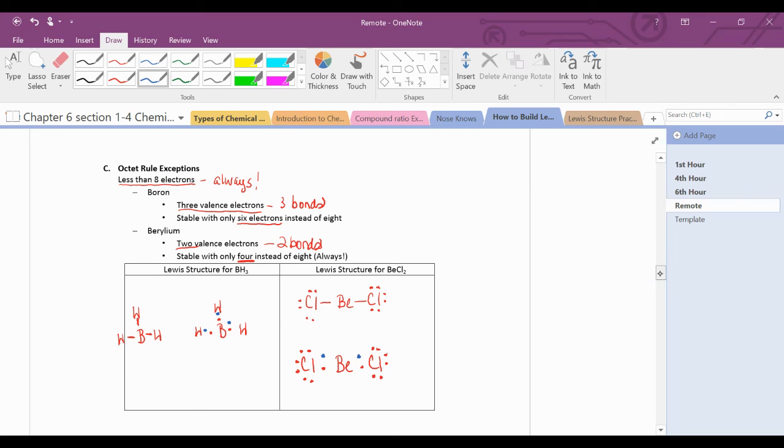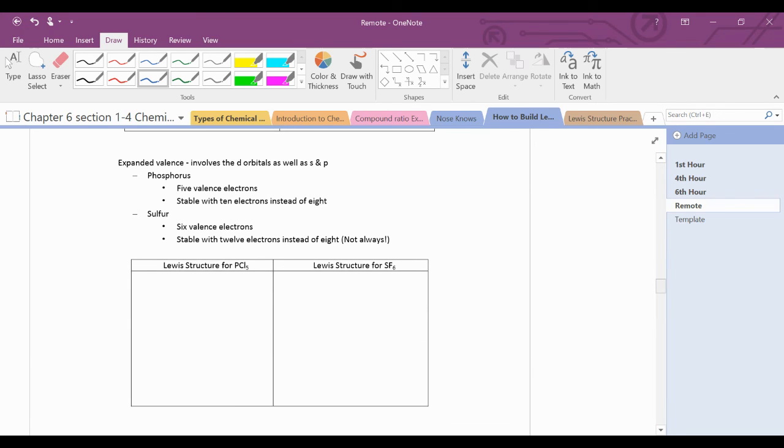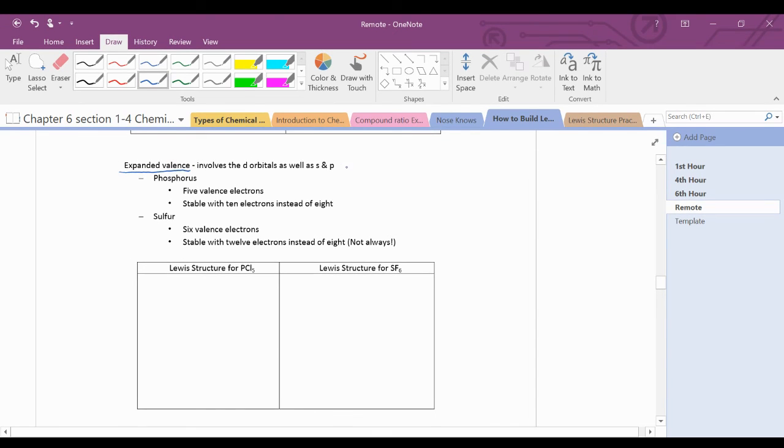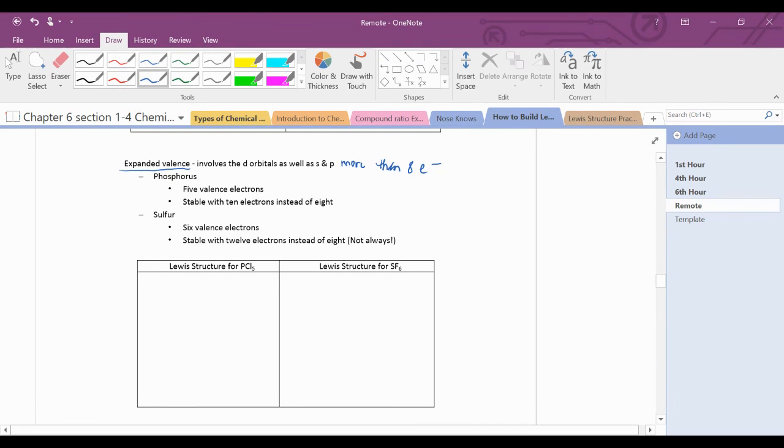Okay, and then let's look at another set of exceptions. The other set of exceptions we're going to look at are ones that have an expanded valence, which means that they're going to have more than 8 electrons. And what gives them the ability to do this is that they have d orbitals that they can use for bonding. Now, the important part to remember about these elements is that you always want to see if they can obey the octet rule first, and then decide if they need an expanded valence. So for this reason, these elements do not always behave this way.